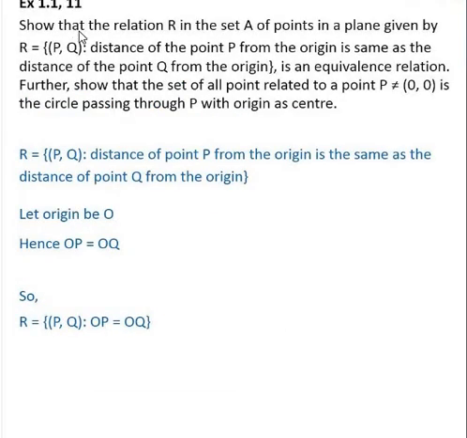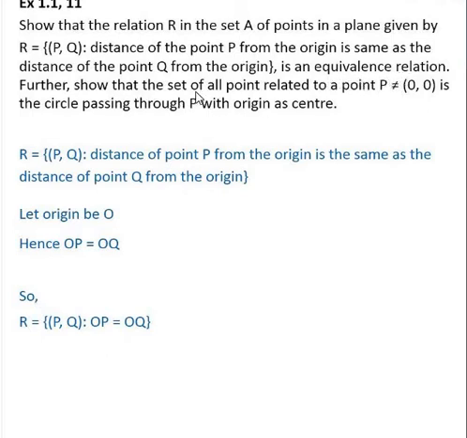Okay, now question number 11. Show that the relation R in the set A of points in a plane, given by R containing all the ordered pairs (P, Q) such that the distance of the point P from the origin is the same as the distance of the point Q from the origin, that means P and Q should both be at the same distance from the origin, is an equivalence relation. Now recall, what is an equivalence relation? If the relation is symmetric, reflexive as well as transitive.